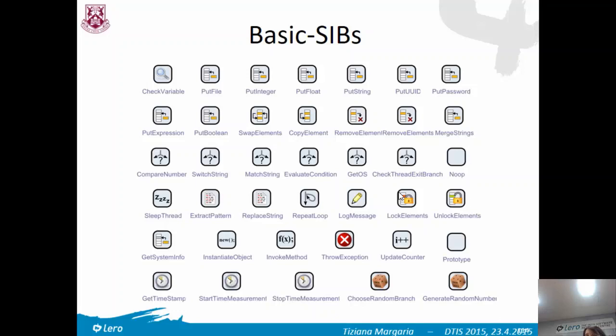And if you want to look at the structure of what existed in the previous jABC, there were basic SIBs, like for instance, move a file, put an integer in the context in memory, compare two numbers, match strings, evaluate conditions, do nothing. About threads, put a thread to sleep, repeat a loop, log messages, lock elements, unlock elements in case of synchronization, throw an exception, invoke another method in native code. So you see that there were many things that were already ready-made, and over time we are going to recreate them all in DIME, okay? But basically the idea is to have these pieces of functionality that are executable and available, okay?